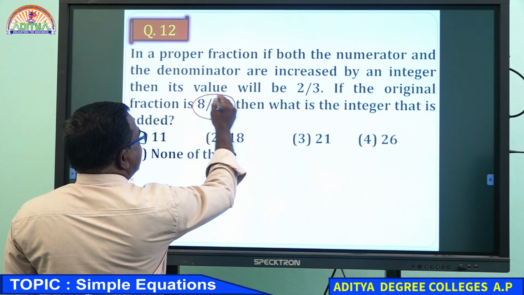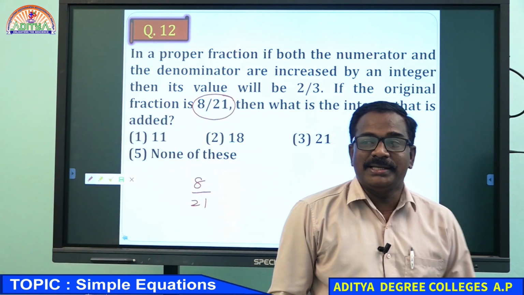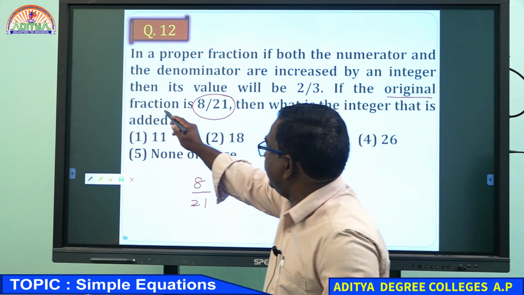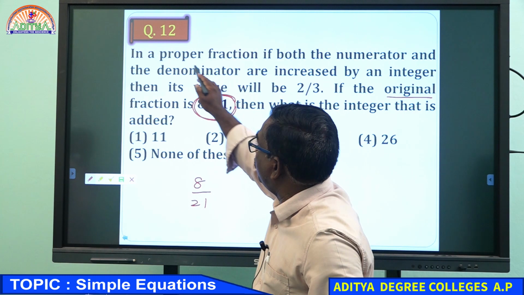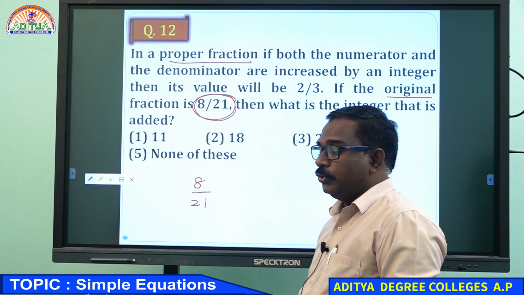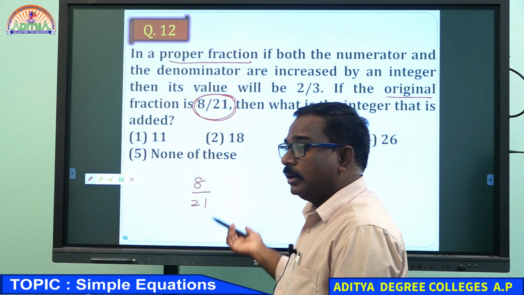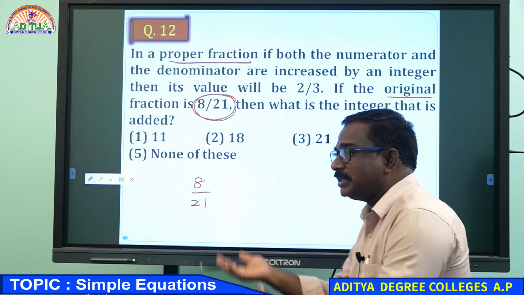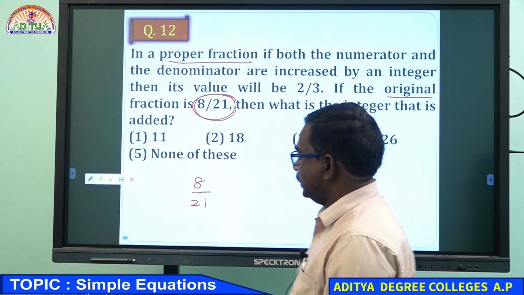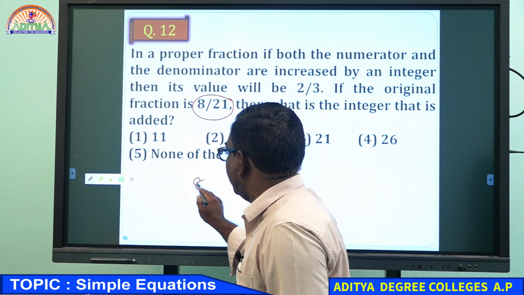8 by 21 is the original fraction given here. Since it is given as a proper fraction, it means the numerator is less and the denominator is more. Improper fraction means the numerator is more and the denominator is less. Mixed fraction means you will get it in this manner. That is the difference here. Now the original fraction is 8 by 21.